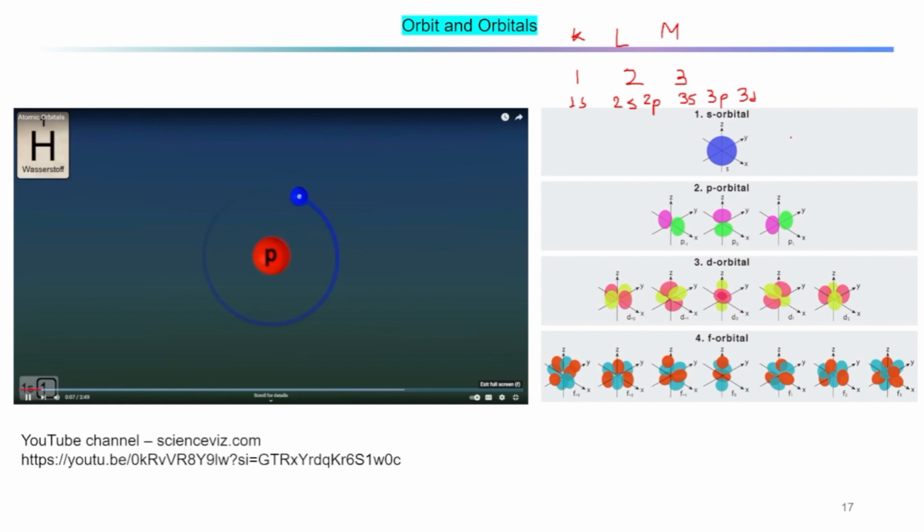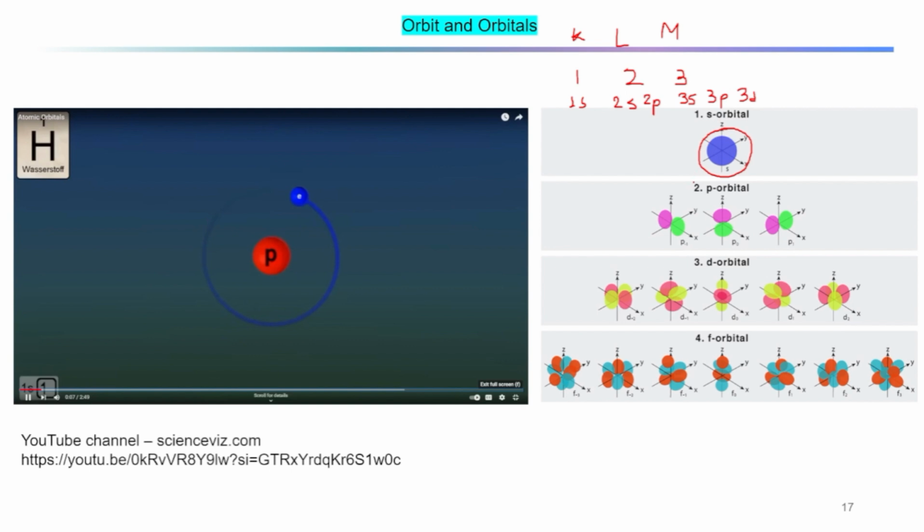Now, let's see the shape of the s orbital. The s orbital is spherical in nature. You can see the spherical shape here. This is the shape of the s orbital. Electron density is almost the same in all directions, and it takes the shape of a sphere. This is for 1s. If you go to 2s, that will be a bigger sphere compared to 1s. Similarly, the 3s will be a much bigger sphere.